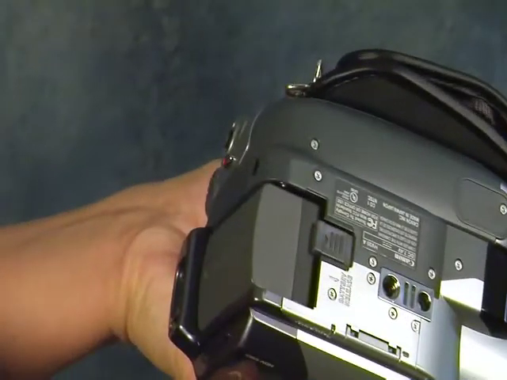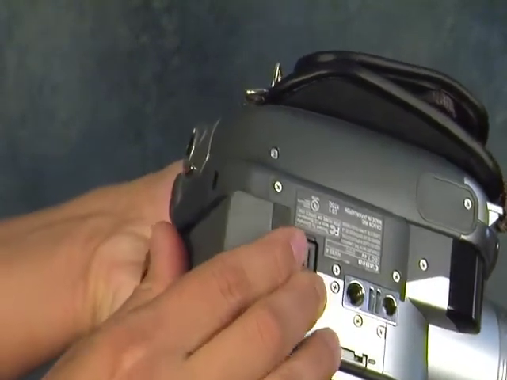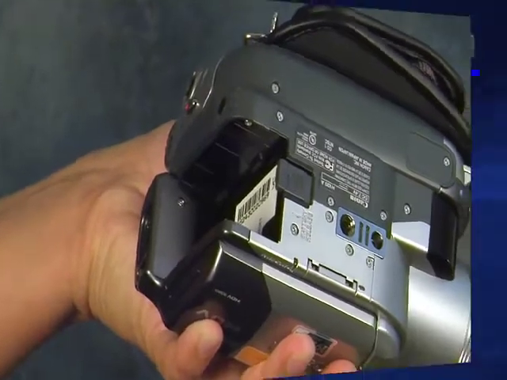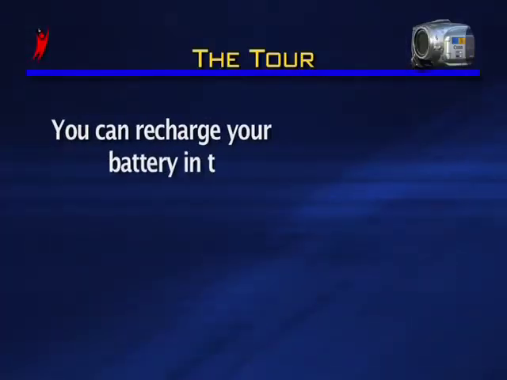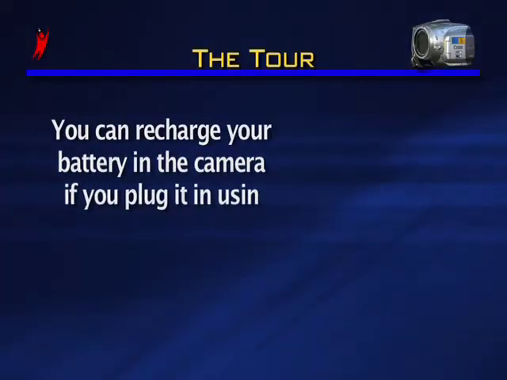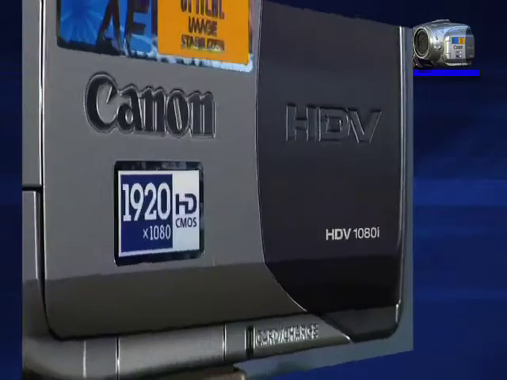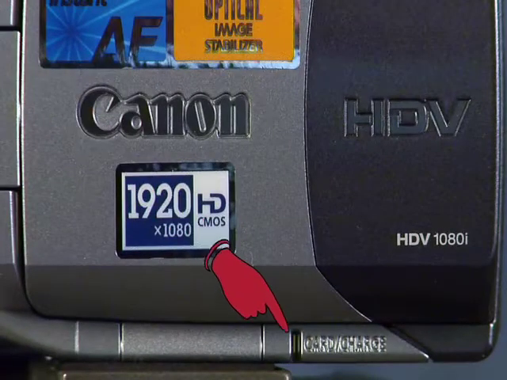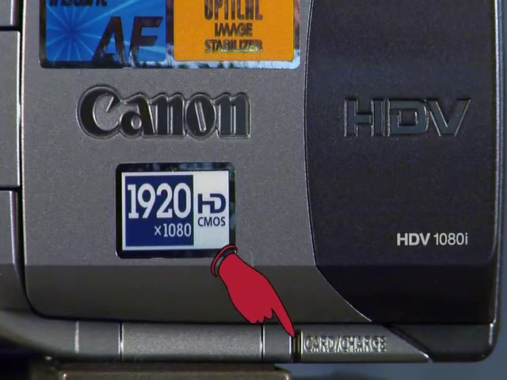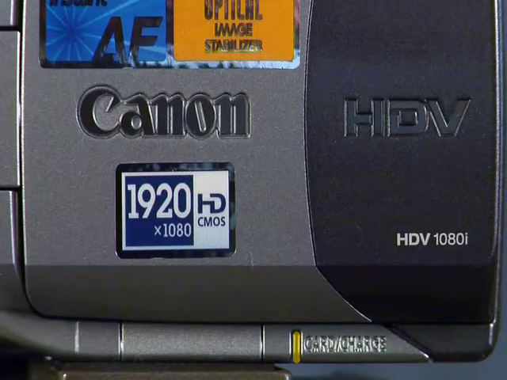On the bottom of the camera, you'll find the battery release switch. Push this forward to release the battery when it's time to change it. Now, note that you can recharge your battery in the camera if you plug it in using the AC adapter and leave the camera turned off. When the camera is plugged in, this light will flash to let you know that the battery needs to be charged. When the light is solid, it means the battery has a full charge.